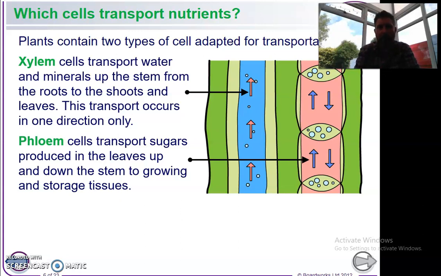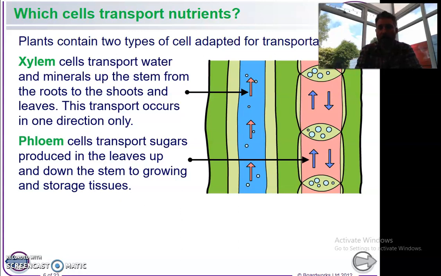Now the way I remember these two names is xylem, X is next to W in the alphabet, so X for water. It's not a great way of remembering it, but I'm a chemist, so you'll have to bear with me. So that's how water is transported from the roots upwards to the shoots and the leaves. And that's one way only.